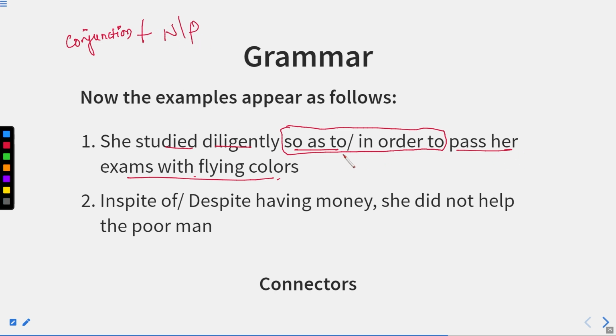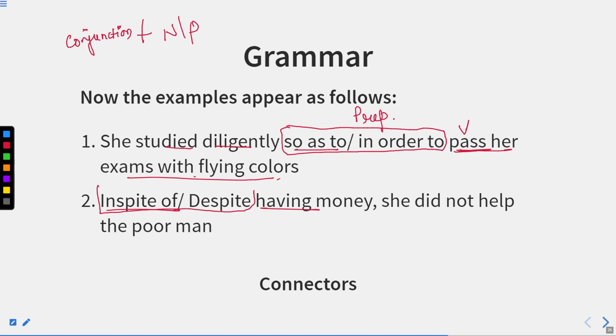But in this structure, you can see these are prepositions, and after these prepositions, we have a verb, not a pronoun, not a noun. So after a preposition, we cannot have either a noun or pronoun. But after the conjunctions, we do have a noun or pronoun. Instead, in case of a preposition, after the preposition, we have a verb only. So she studied diligently so as to pass her exams with flying colors, or in order to pass her exams with flying colors.